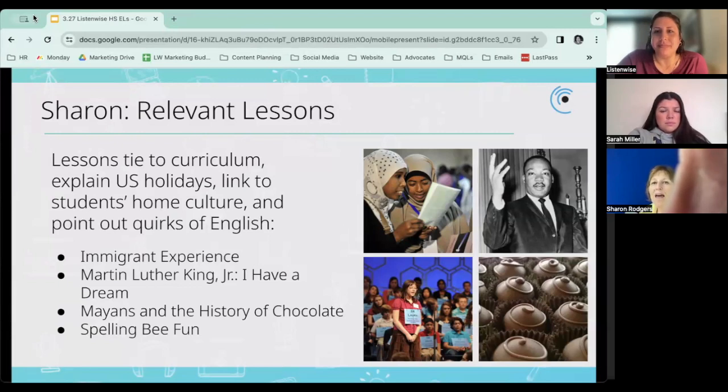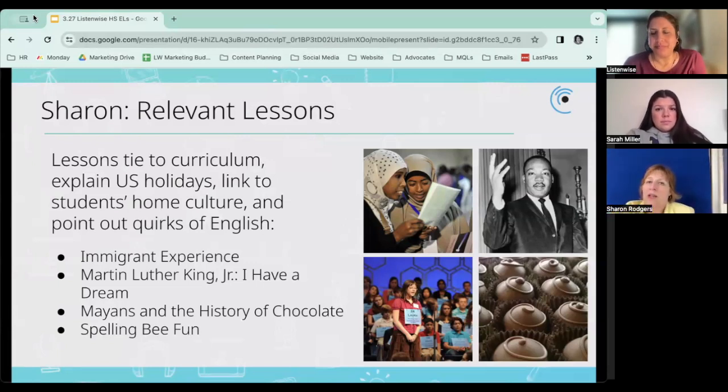And then I also like to point out some of the crazy things about English. Something we don't often think about is just how unusual and unique spelling is in English, and the fact that English is one of the few languages that really isn't very phonetic. So I use the podcast Spelling Bee Fun, and I often do that in conjunction with the movie Akeelah and the Bee. So kids can learn the background of what a spelling bee is, because it's a completely foreign concept to kids who speak languages that are very phonetic, where what it sounds like is how you spell it.